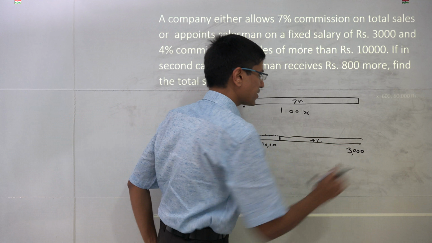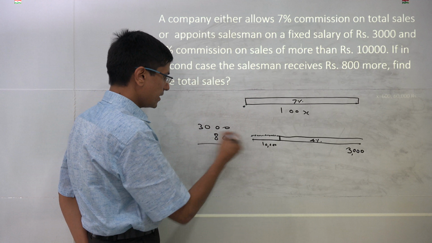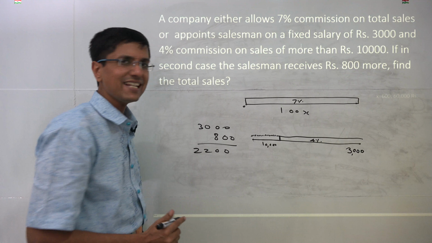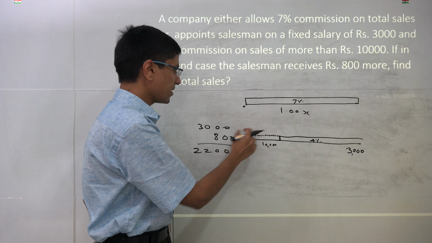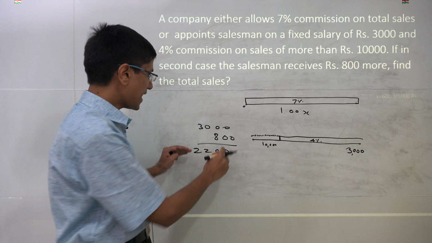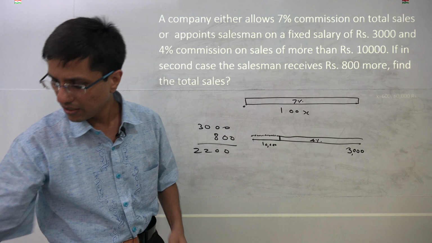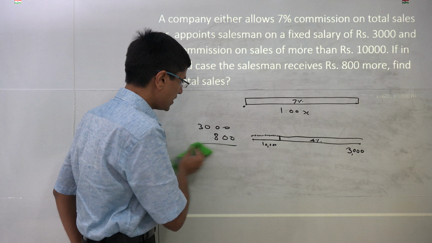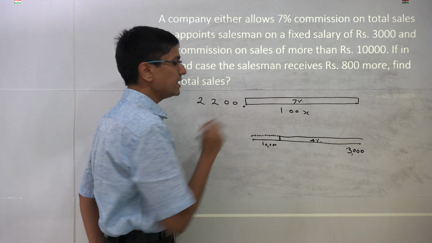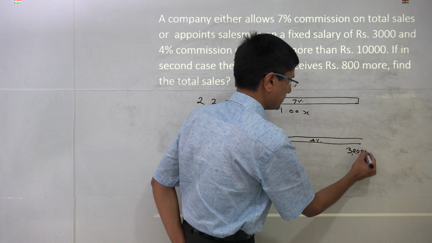So let's remove this extra 3,000. If I remove this extra 3,000, he would have earned 2,200 less in this case, right? Because if I remove this extra 3,000, this case loses its advantage, and I would have earned 2,200 less in the second case, or in other words, I would have earned 2,200 more in this case, right? So now this 3,000 is actually gone.